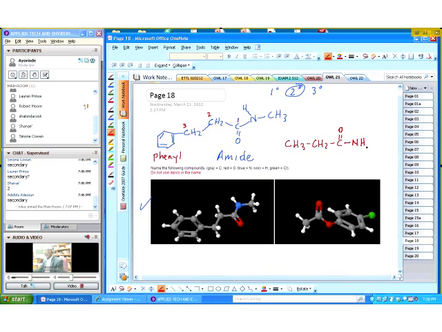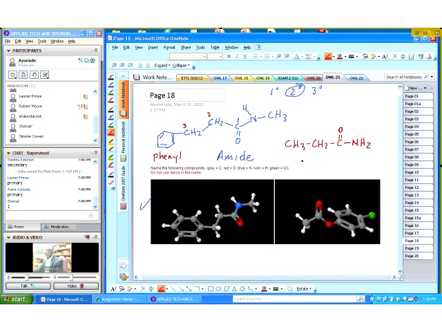If we have this molecule here, now this is an amide. Now, what kind of amide is this? This one I've drawn here. Primary, secondary, or tertiary? Primary. Okay, very good.